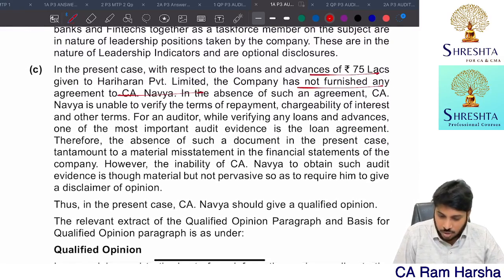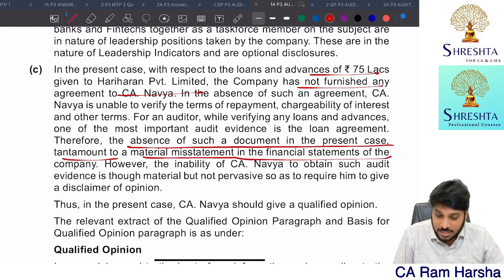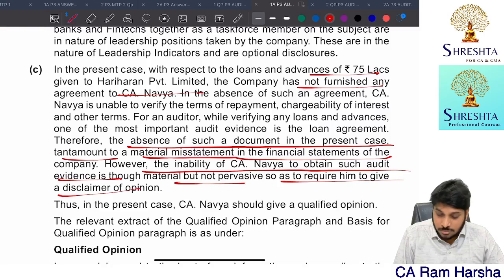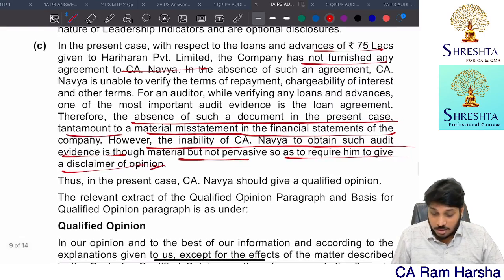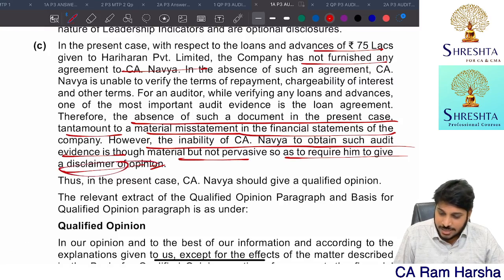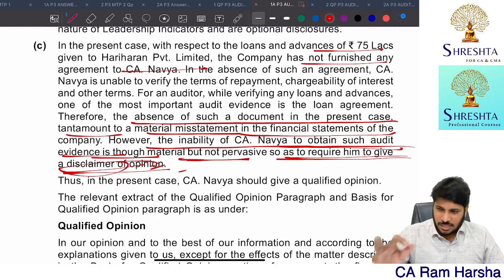So information is not given. The absence of a document is not tantamount to a material misstatement in the financial statements. However, the inability to obtain evidence is material but not pervasive. If it is not pervasive, a disclaimer is not required. It is only material but not pervasive.